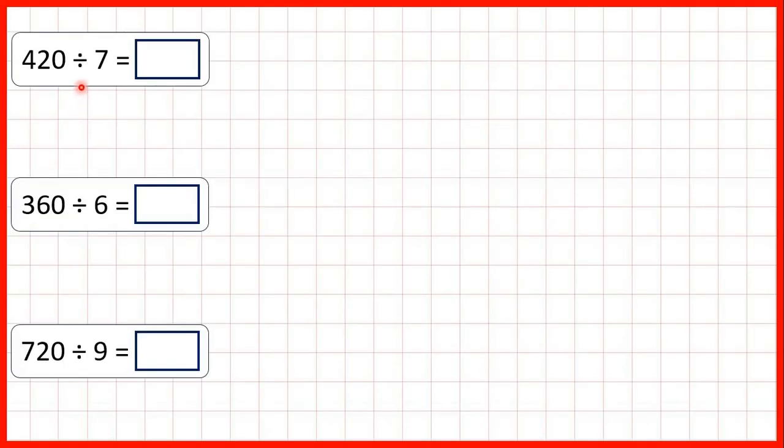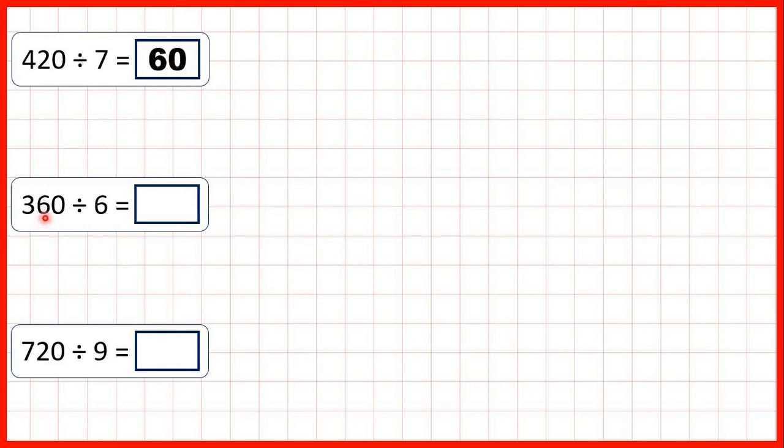Now for these questions, we need to divide a multiple of 10, so a number that ends in a 0, by a single digit number. So first, we have 420 divided by 7. Now if we ignore the 0, we can spot that 42 is in the 7 times table. 42 divided by 7 is 6, because 6 times 7 is 42. So our answer is 60, because 42 divided by 7 is 6, but then if we have an end 0 in our dividend, we will have an end 0 in our quotient.